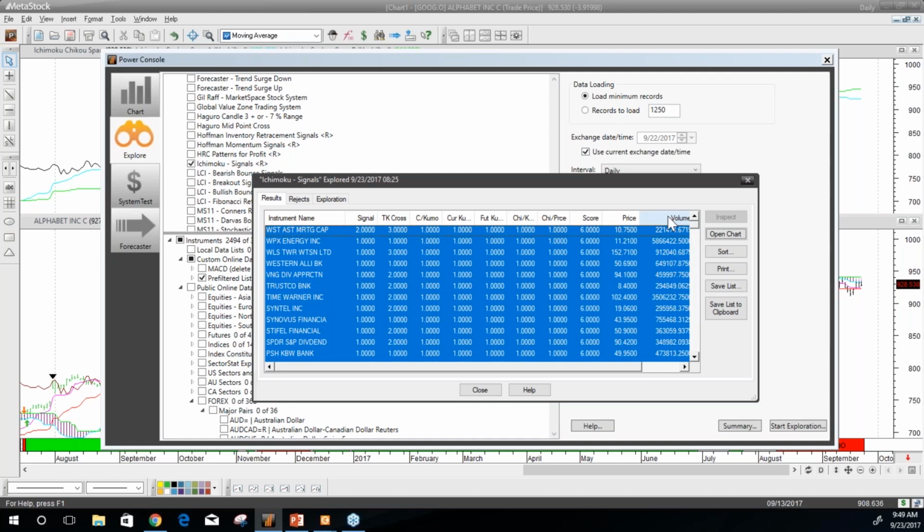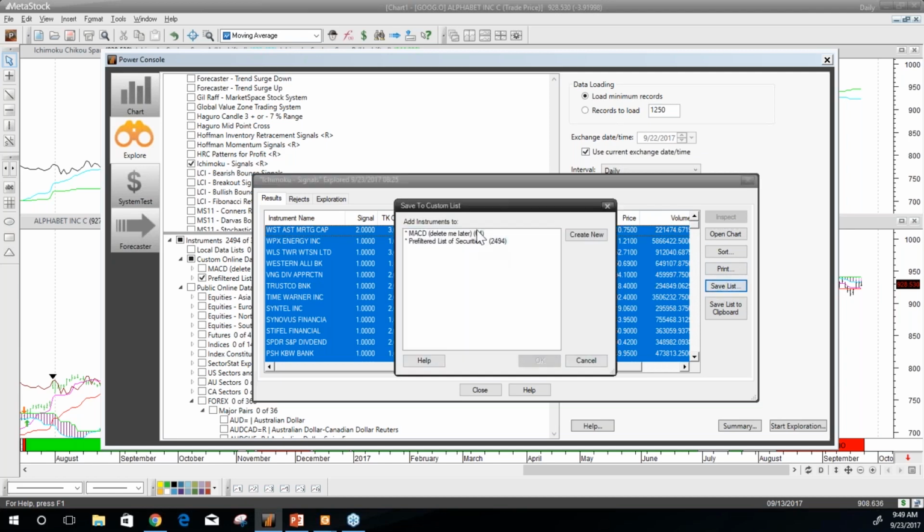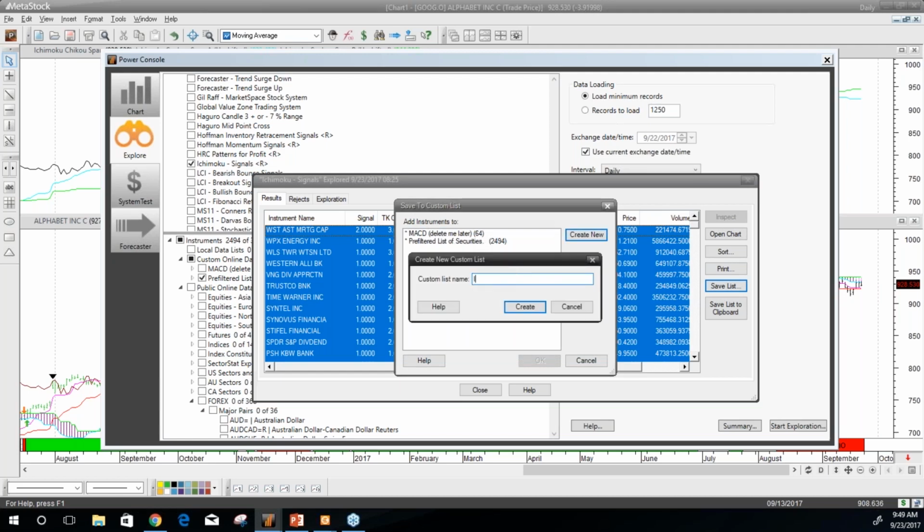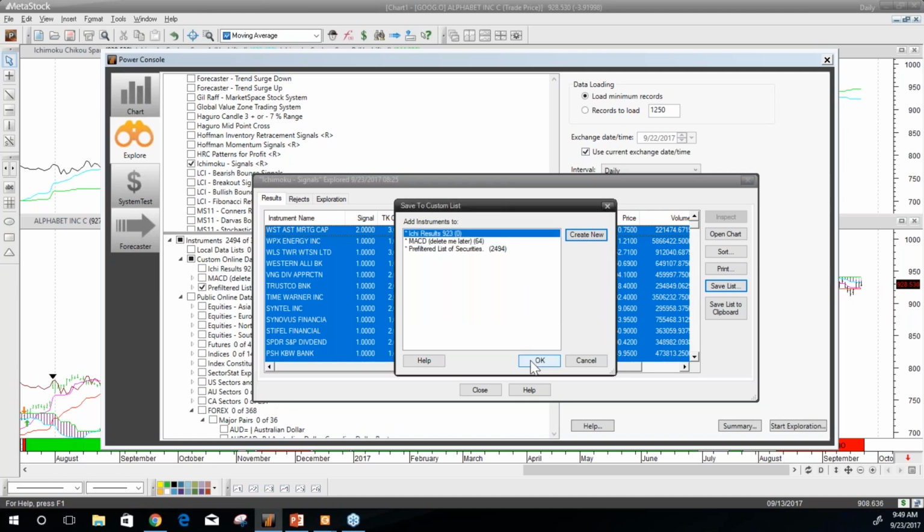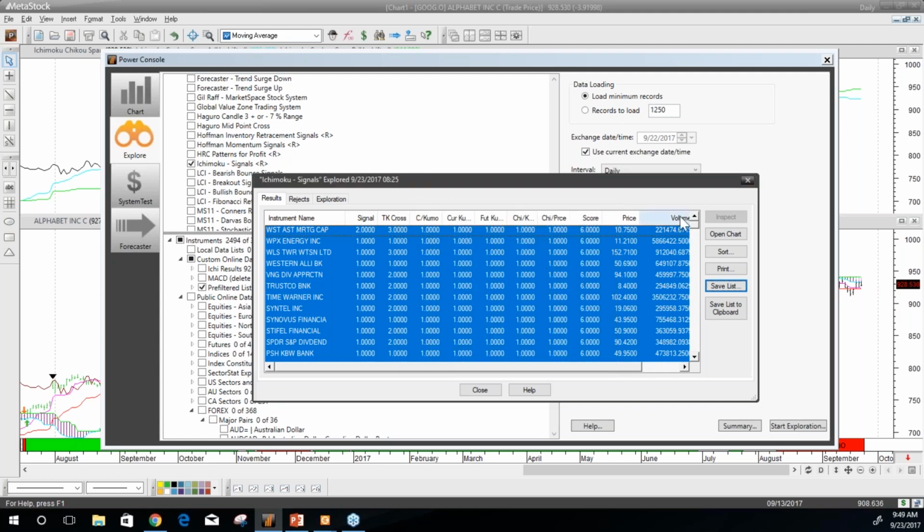The way I like to do this in MetaStock is I just save this list. If I save the list here, you'll see that I have one that I need to delete later. But I'm going to create a new list name, and I'll call this Ichi results and name it for the day, 9/23, just so I can remember when I made it. I'll go ahead and create that and click OK. Now I'm going to close this report out for now.